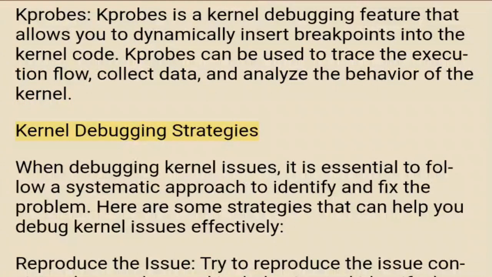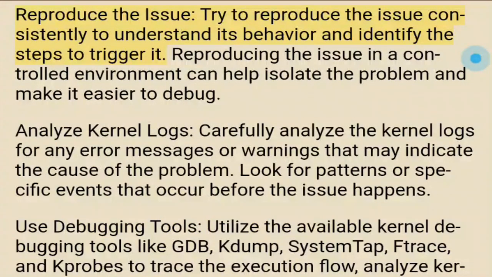Kernel debugging strategies. When debugging kernel issues, it is essential to follow a systematic approach to identify and fix the problem. Here are some strategies that can help you debug kernel issues effectively. Reproduce the issue. Try to reproduce the issue consistently to understand its behavior and identify the steps to trigger it. Reproducing the issue in a controlled environment can help isolate the problem and make it easier to debug. Analyze kernel logs. Carefully analyze the kernel logs for any error messages or warnings that may indicate the cause of the problem. Look for patterns or specific events that occur before the issue happens.